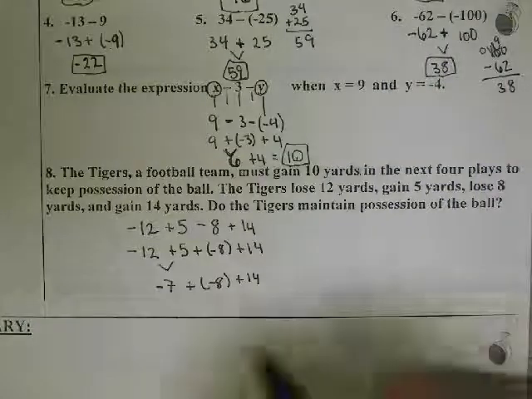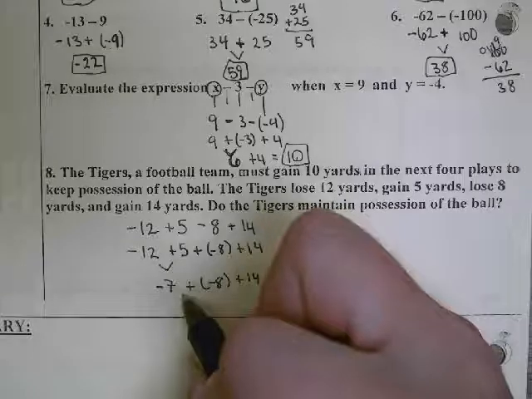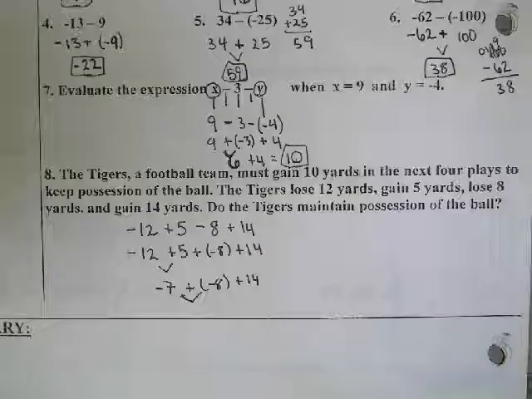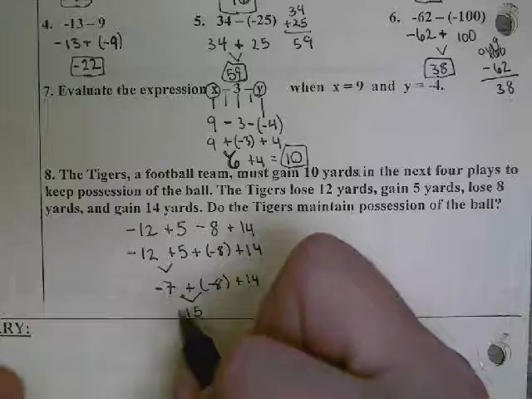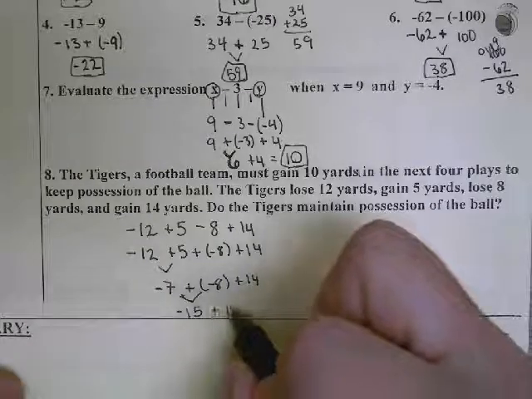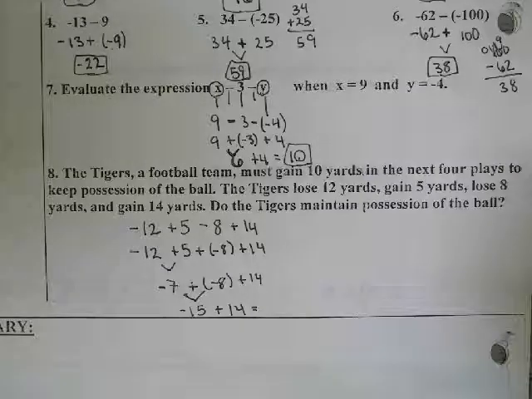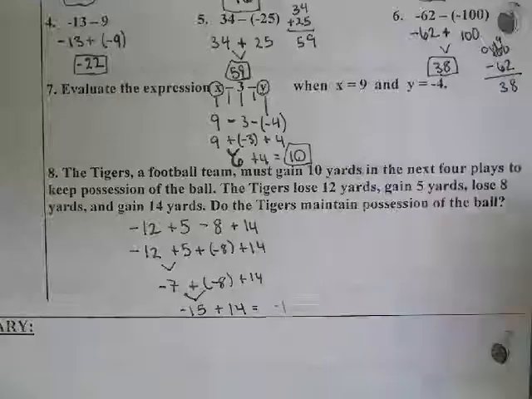We'll do two more numbers. Negative 7 plus negative 8. Are my signs the same or different? They're the same, so we'll add 15 and we'll keep the negative. Bring down our plus 14. One last step. Are my signs the same or different? They are different, so we'll subtract and keep the sign of the negative 15.